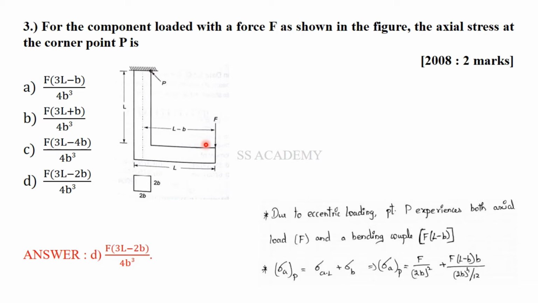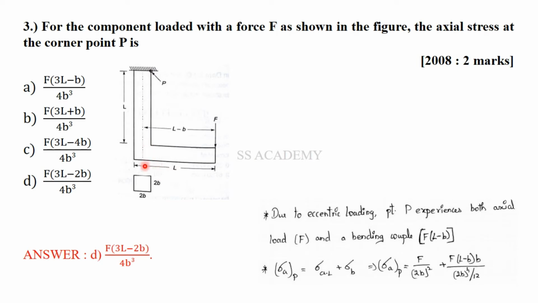which we would have studied in our engineering mechanics concept, that a force which is loaded at a distance from a particular point can be replaced with a force and a couple at that particular point. So just by replacing this with force and couple, you will be getting an axial load F and a moment, which is actually a couple F into L minus B.